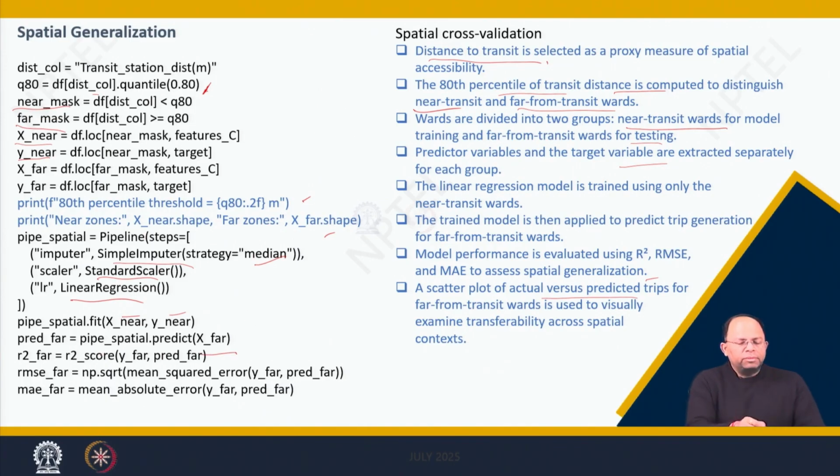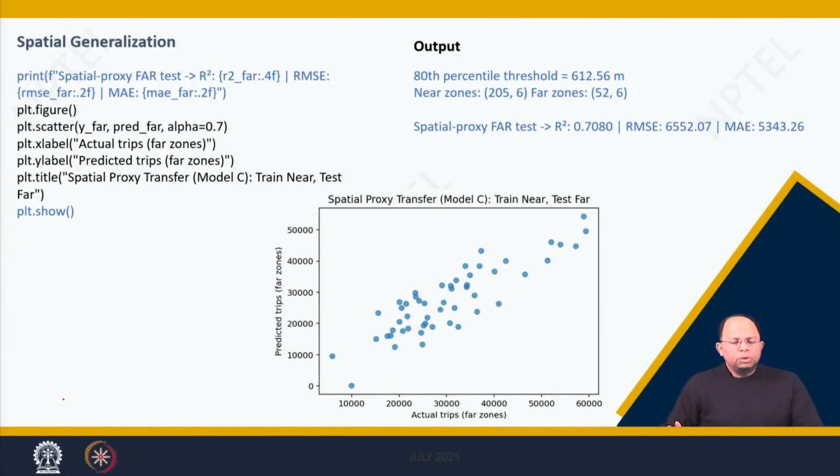And once we do that, we can also generate R squared scores for y far, which is the actual values, and the predicted y far values, or predicted far. And then in the same way we can do it for RMSE and MAE. So this is how it shows. That means we can print the 80th percentile value, which is 612 meters. Near zones are around 205, and far zones are around 52.